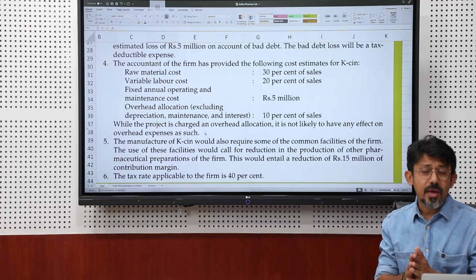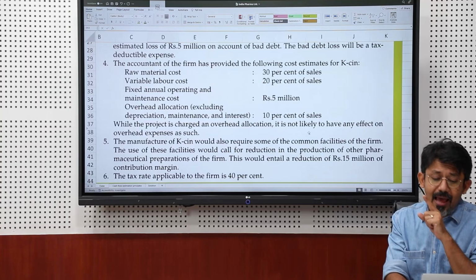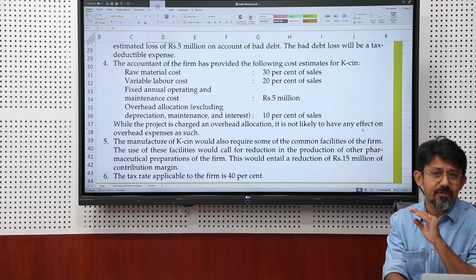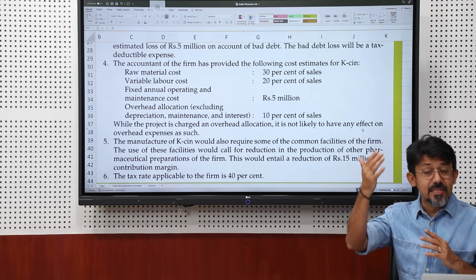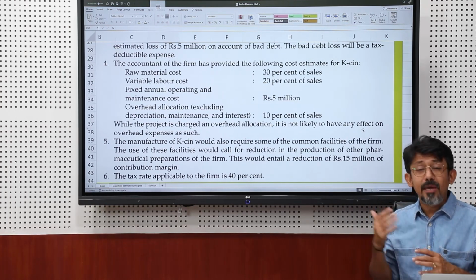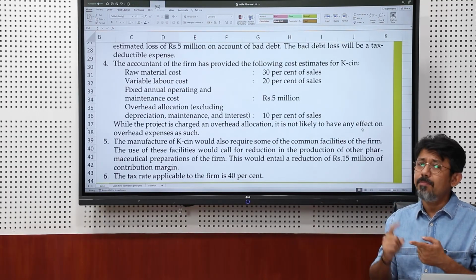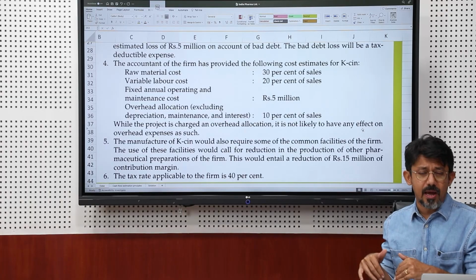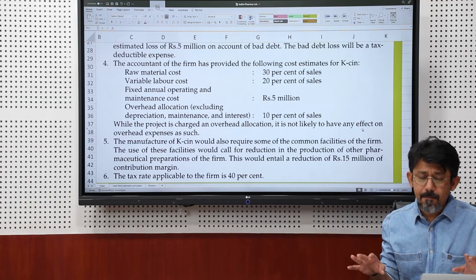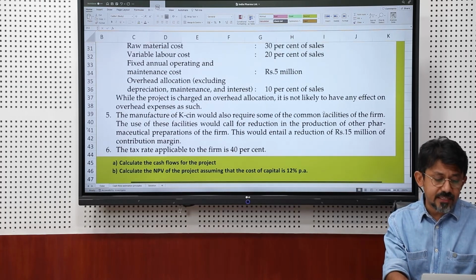Now, this also is a standard assumption. What is a standard assumption? That overhead allocation is not likely to have any effect. If the overheads jump up, if they increase or maybe reduce because of launching a new product, we will consider that increment or reduction in the cost because it happens as a result of this product. However, if it remains the same, we ignore it. That is a standard assumption. Let us move on to the next one.